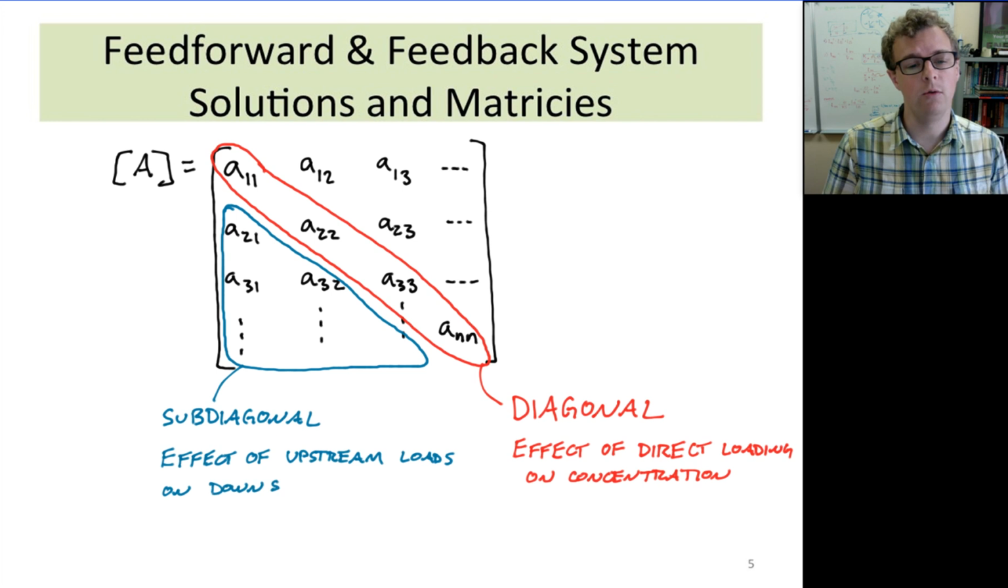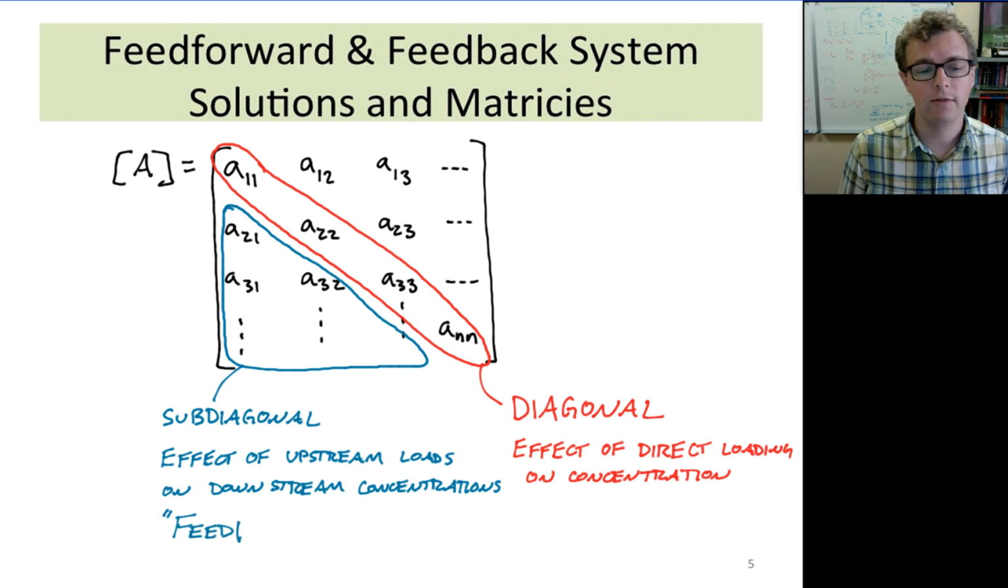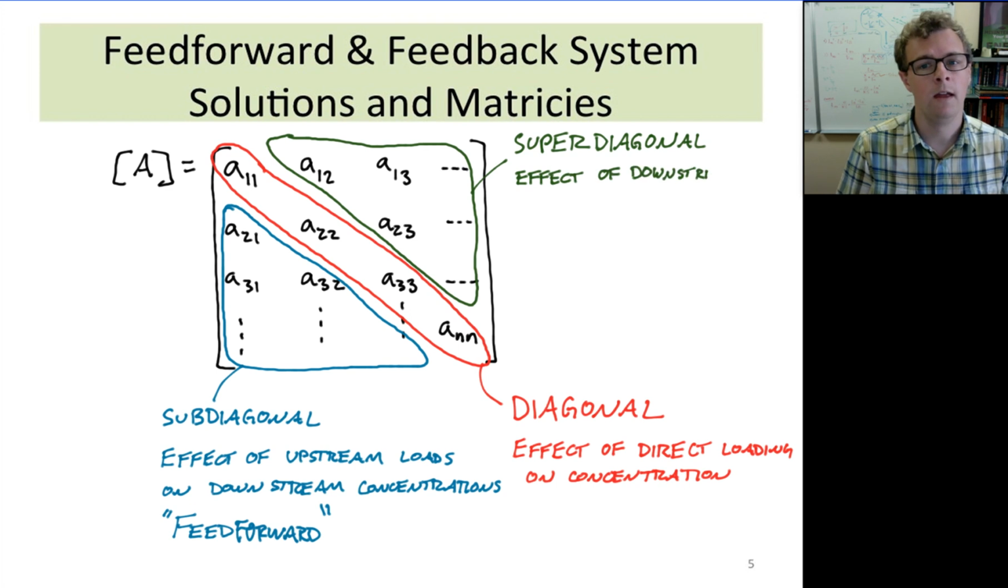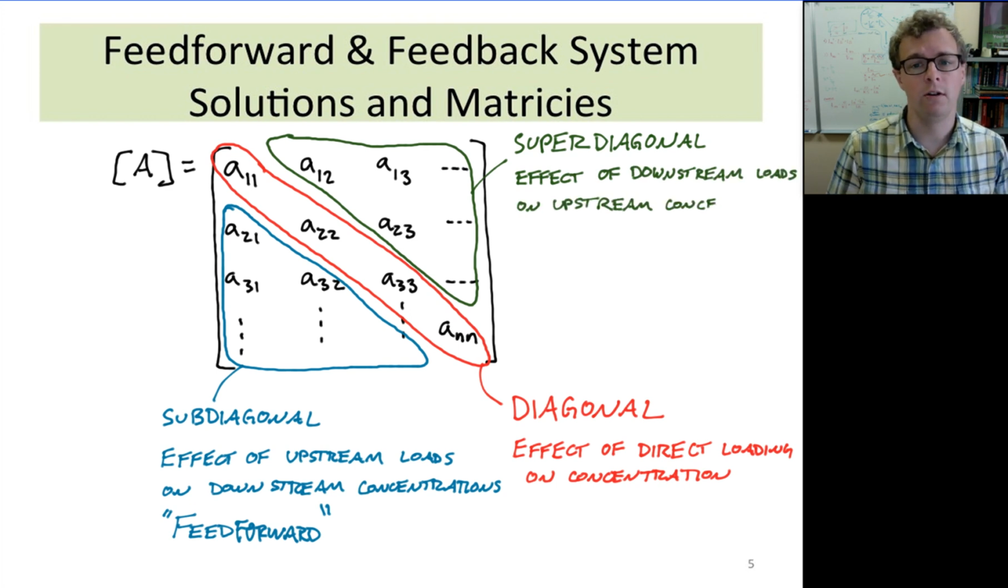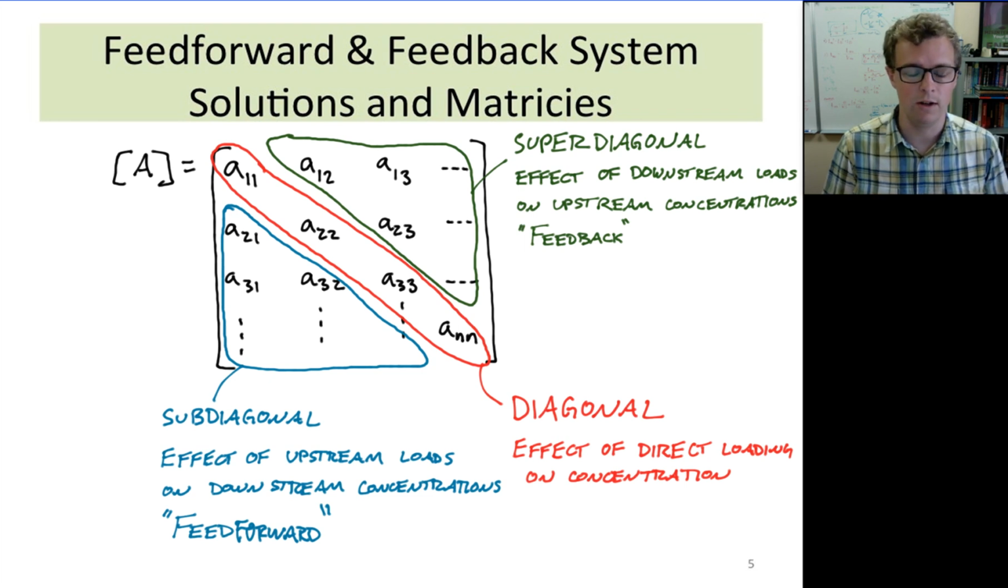And on the subdiagonal, we're looking at how upstream loads affect downstream concentrations. And so that's fundamentally the feed-forward portion of the equations. In green, above the diagonal, is called the superdiagonal. And this is how downstream loads affect upstream concentrations. That's what we've added this lecture, these feedback terms. So A23 is asking how loads into 3 affect the concentration in 2. So this feedback diagonal is what lets downstream lakes communicate with upstream systems as we solve this set of equations.